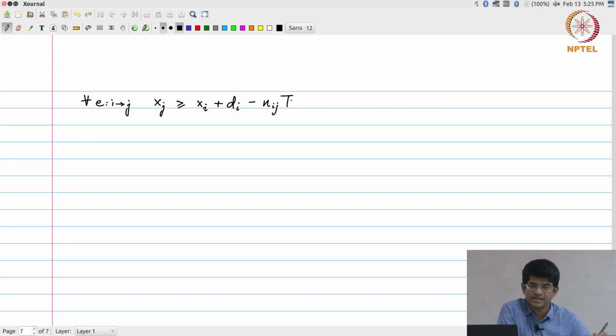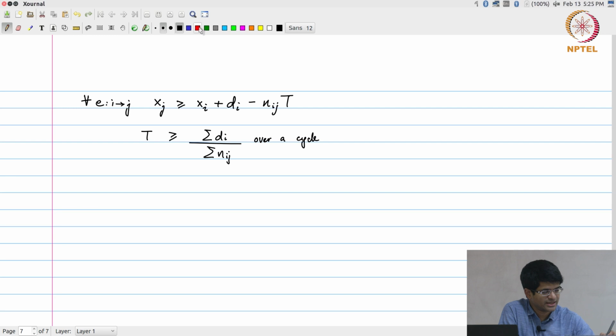Okay. And in general, if I write down all of these things and then sum them up, what I will find is that I will ultimately end up with a set of many different constraints, and in each of those cases, t must be greater than or equal to summation of di divided by summation of nij, where the summations are essentially over a closed cycle in the graph.